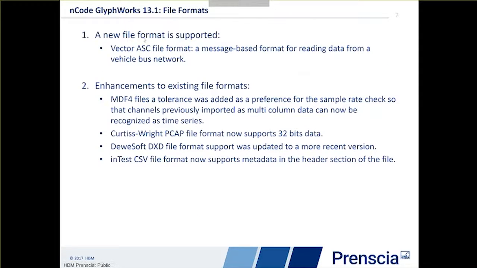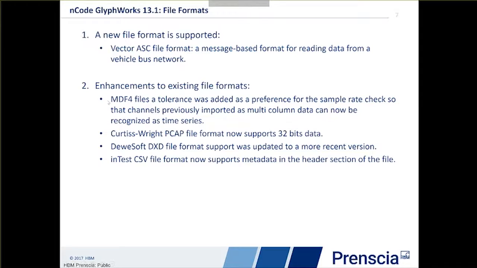In terms of file formats, at each release, we try to introduce new file formats, or at least bring updates to existing file formats. In this release, we now support the Vector ASC file format. That's a message-based format for reading data from vehicle bus networks, typically people monitoring the CAN or the vehicle bus in the automotive world.